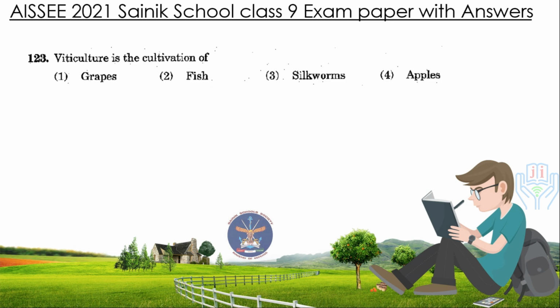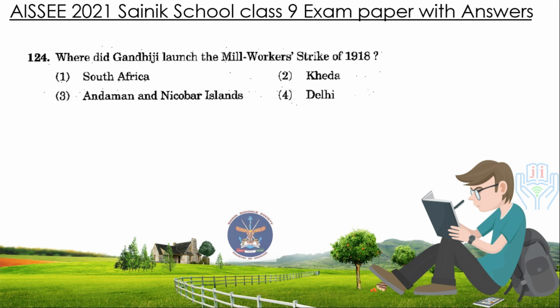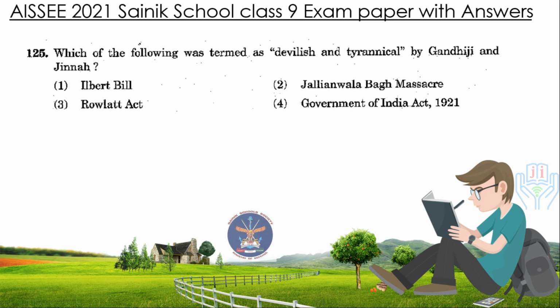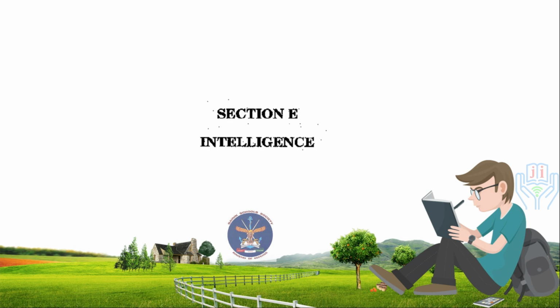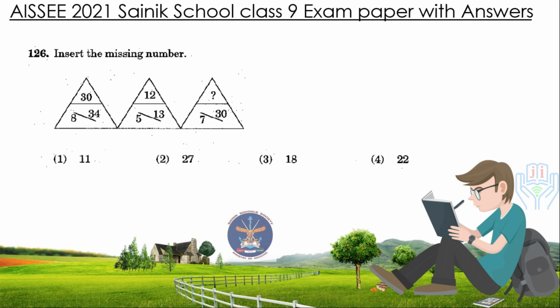Viticulture is the cultivation of grapes. Where did Gandhiji launch the mill workers' strike of 1919? Kheda. Which of the following was termed as Devilish and Tyrannical by Gandhiji and Jinnah? Rowlatt Act. Section E. Intelligence. Insert the missing number. If you know the answers, please put the comments below.